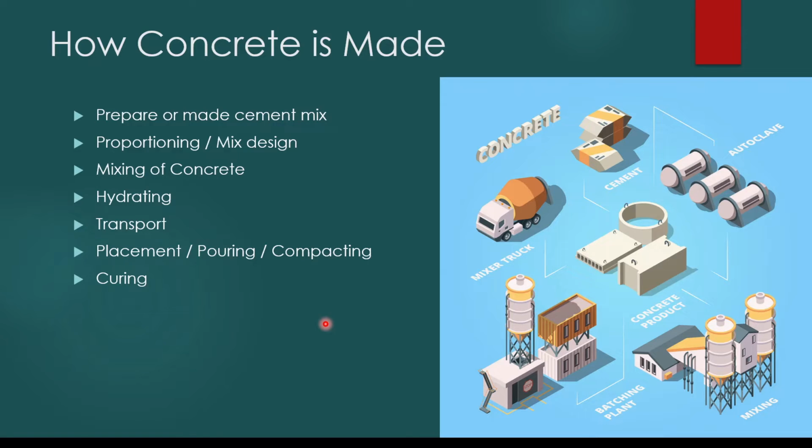The most important thing we are going to discuss today is how concrete is made. Firstly, we need to have cement. We know the main components: cement, water, aggregate. These are the main components of concrete. First, we need to have cement. Cement is obtained from our environment, but we have to make it because it's not a single component; it's a combination of some substances. So we have to first make the cement.